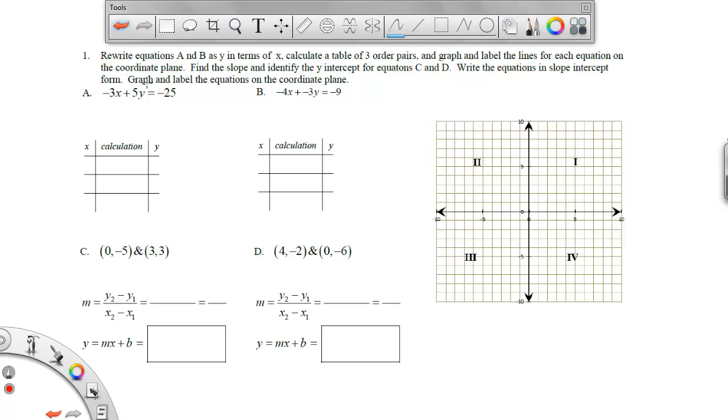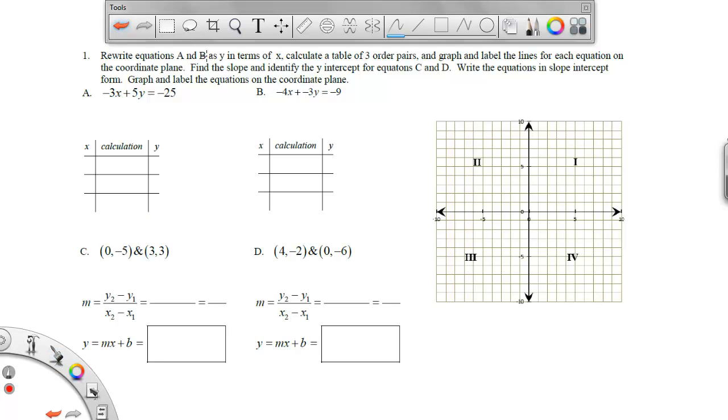First of all, there are two sides to the worksheet. There are questions 1, A through D, questions 2, A through D, and 3 and 4, both A through D. So it's kind of repetitive, just to give you lots of practice doing these problems. So go ahead and get started.